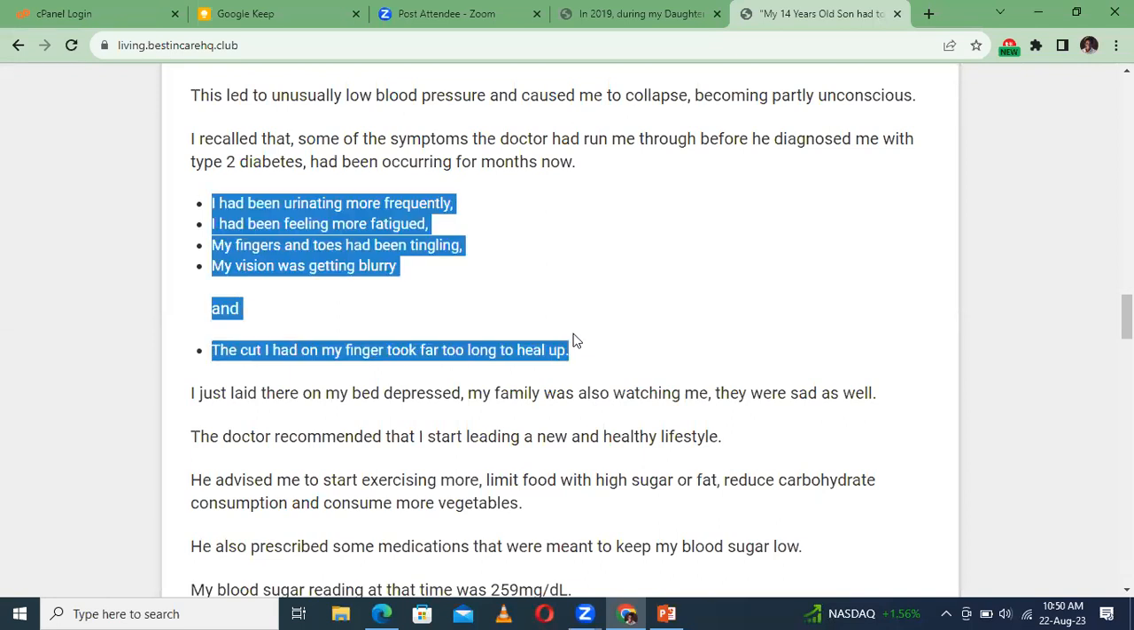It's important to list it out so that someone who has diabetes and doesn't even know it will be able to relate to it.